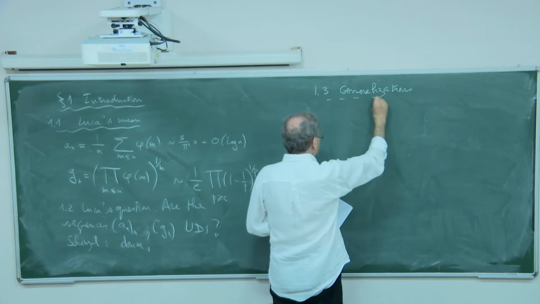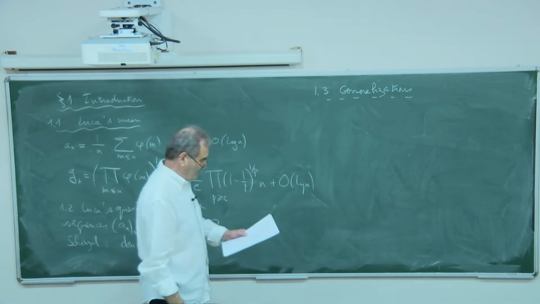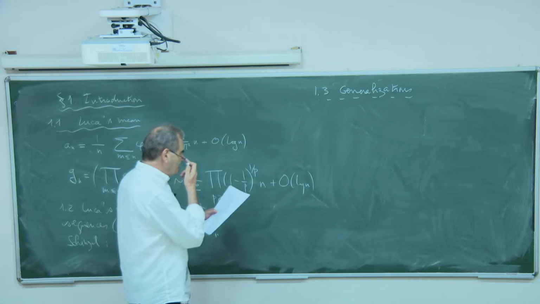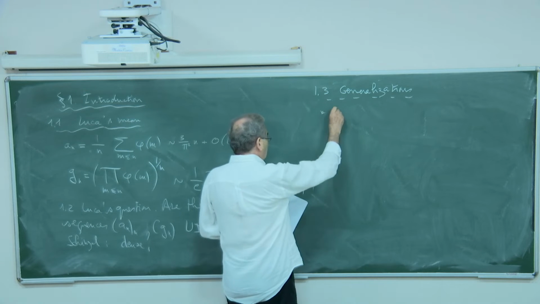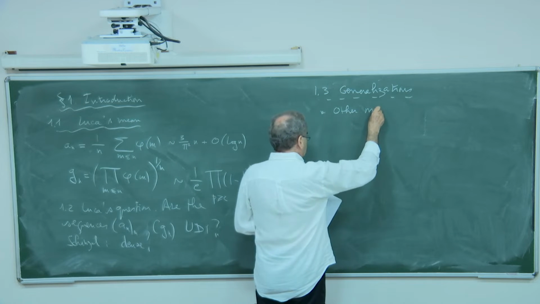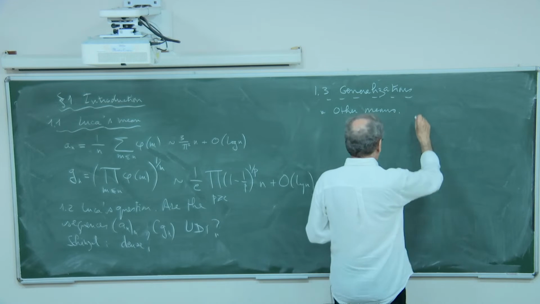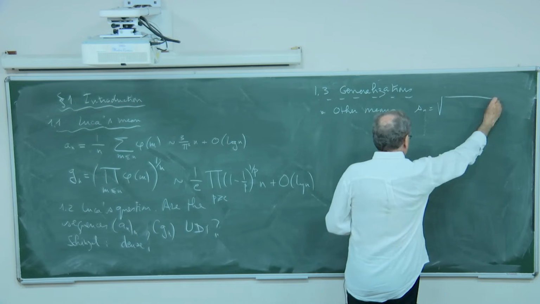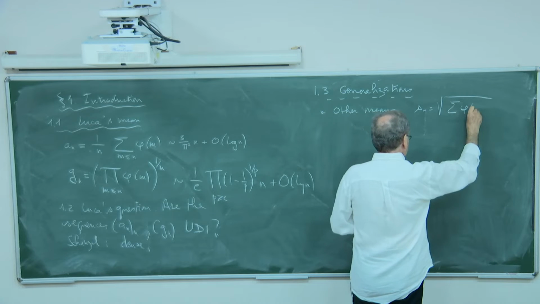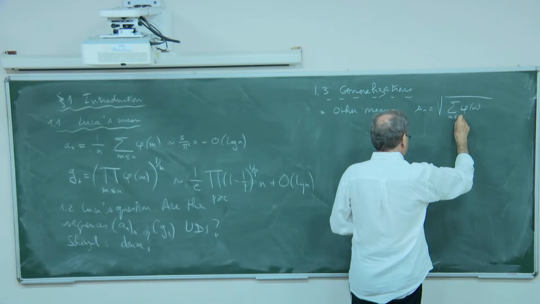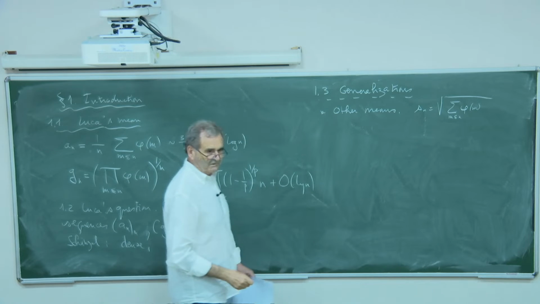This is just a few generalizations. You may invent everything you wish. So one thing is other means. For example, you have the square means: S_n is the square root of the summation of phi of m up to n. It could work the same way.